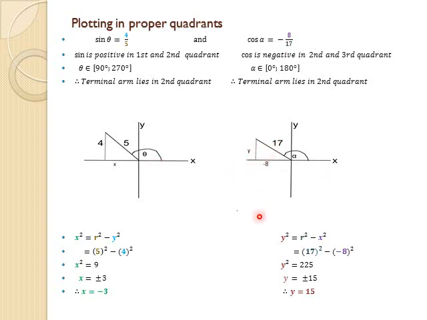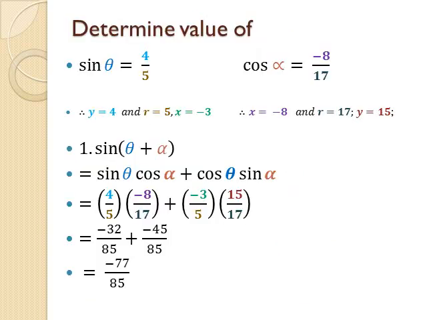You're going to use this collectively to solve the problems now. So the difficult part is done. 1 mark for drawing, 1 for x, 1 for y, 1 for drawing in the proper quadrant. Alright, now knowing that y is 4, r is 5, and x is negative 3 there, knowing that x is negative 8, r is 17, and y is 15, we can solve.